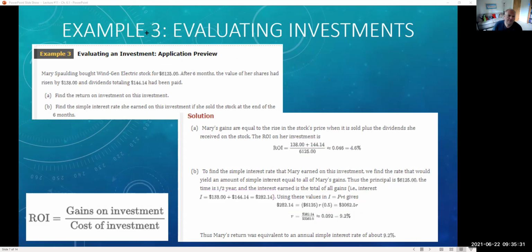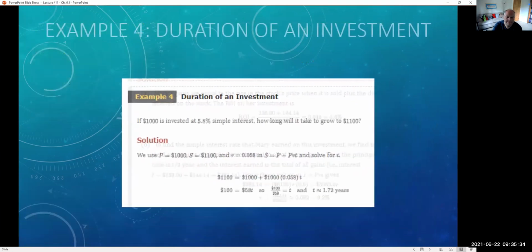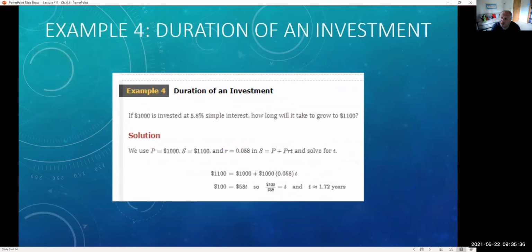All right. Now, for example 4, which has to do with the duration of an investment. Last time, we were trying to figure out what is the rate that would make this all perfect. Now, what I'm going to do is ask you the question, what is the length of time of our investment that would make everything just right for what we want? Here, we're talking about $1,000 that's going to be invested at a certain specific rate of 5.8%. And how long should I leave that in that investment until it becomes 1,100? Because I want to see it become 1,100.